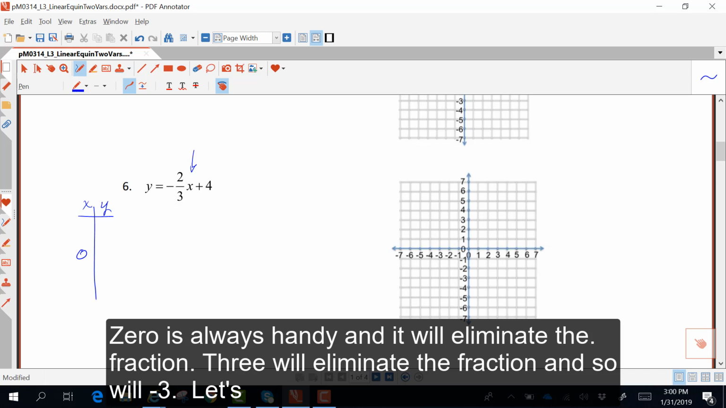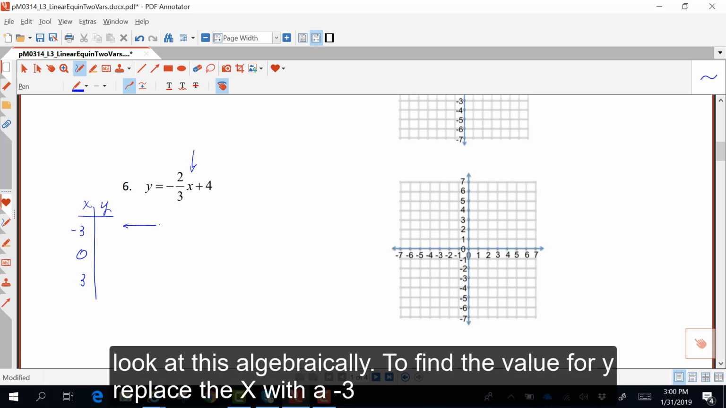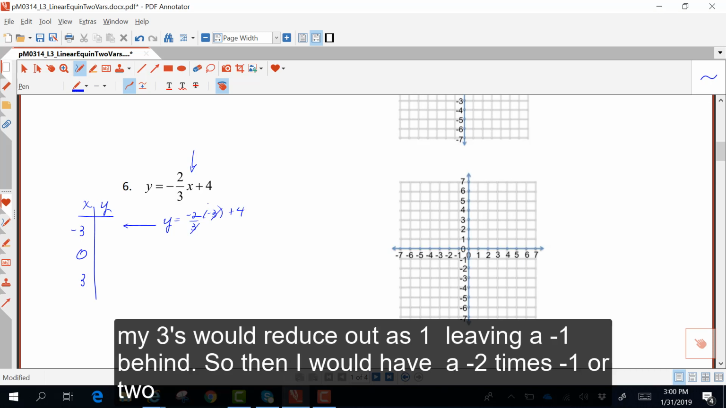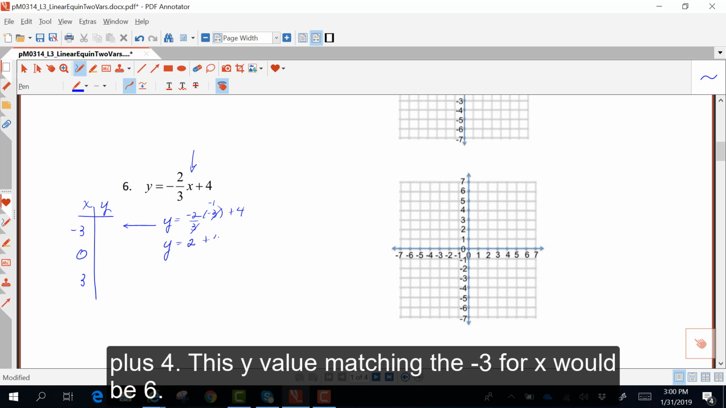0 is always handy and it will eliminate the fraction. 3 will eliminate the fraction, and so will negative 3. Let's look at this algebraically. To find the value for y, replacing x with a negative 3, my 3's would then reduce out as 1, leaving a negative 1 behind. So then I would have a negative 2 times negative 1, or 2 plus 4. This y value, matching the negative 3 for x, would be 6.